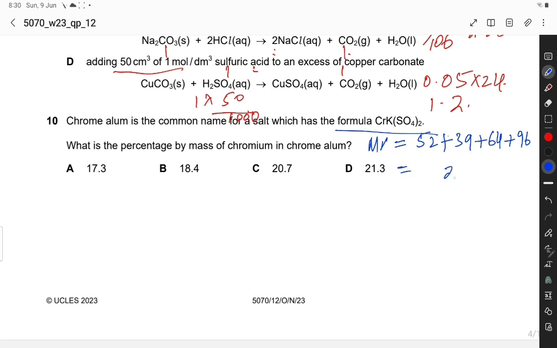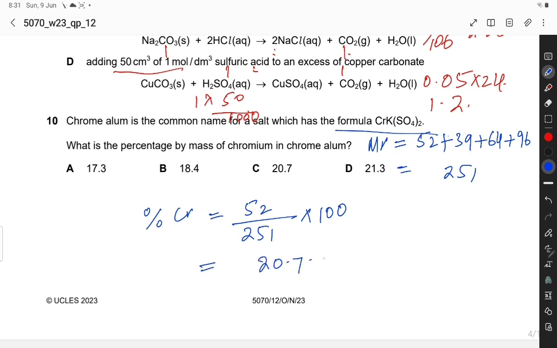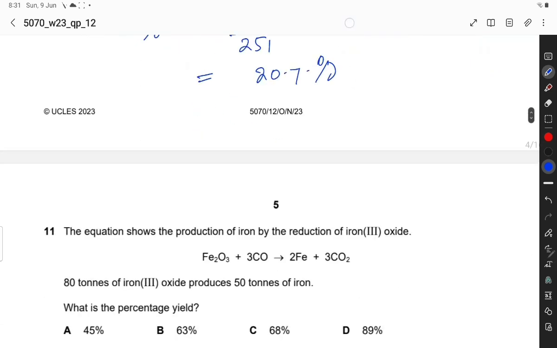So this is equal to 251, and mass of chromium is 52 divided by 251 into 100, which is 20.7%. So C option is correct option.